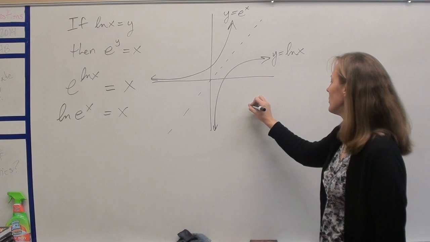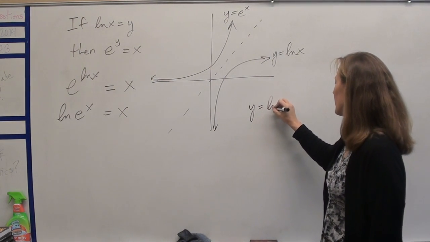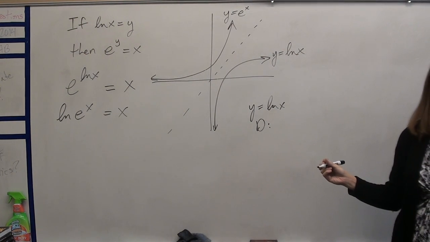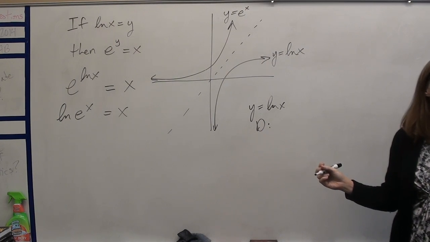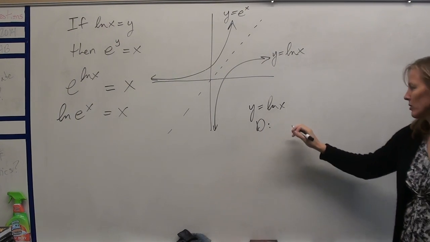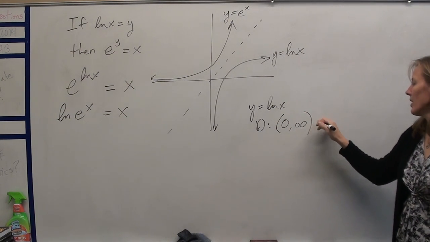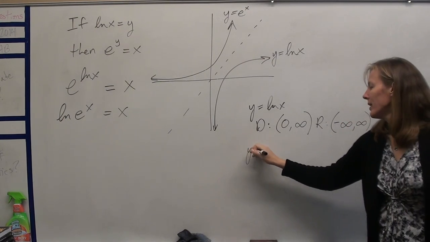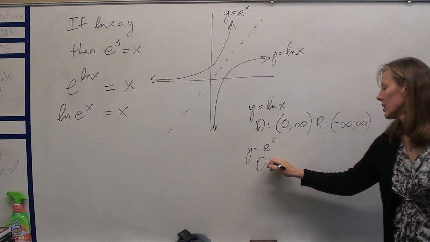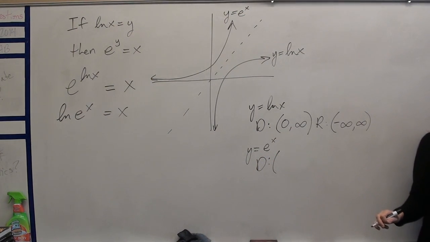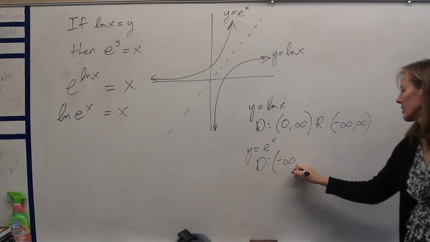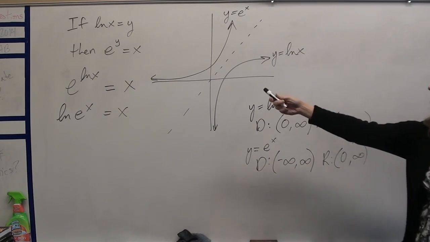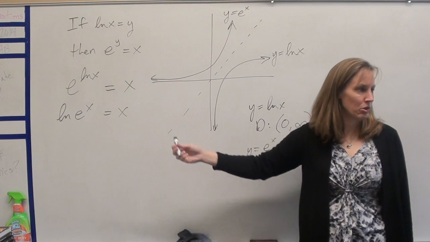For y equals ln x, what's the domain of this function? 0 to infinity. And what's the range? Negative infinity to positive infinity. All real numbers, good. For y equals e to the x, what's the domain? All real numbers, good. And what's the range? 0 to infinity. And if you look at the graphs, you'll see that, right? The y values never go below 0.